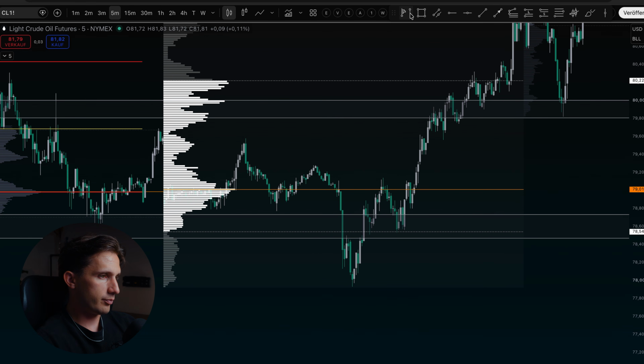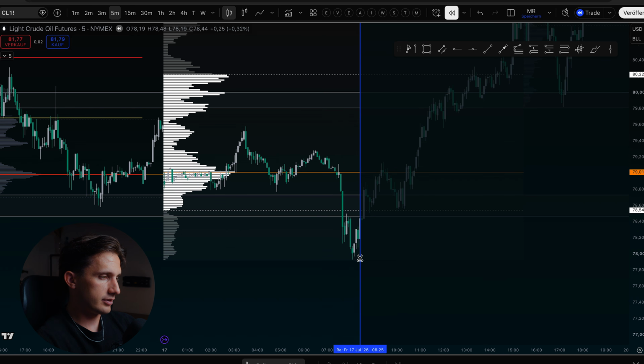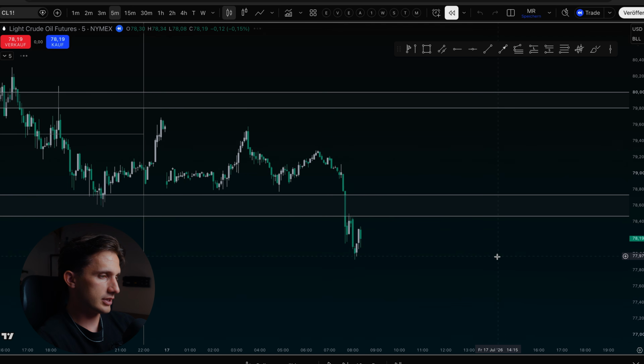So when you have the volume profile zone right here, the split volume profiles, let's go back into the replay mode and see what's happening right here. So let's just go right here.